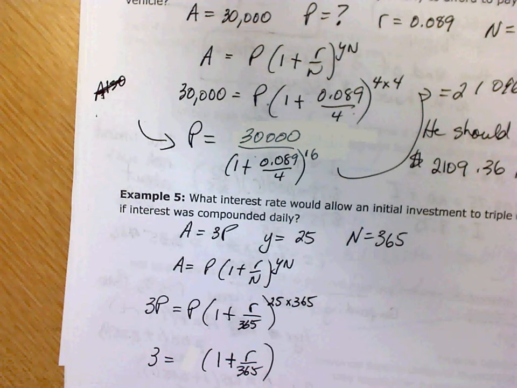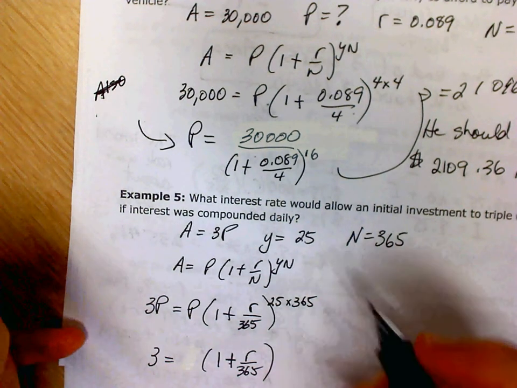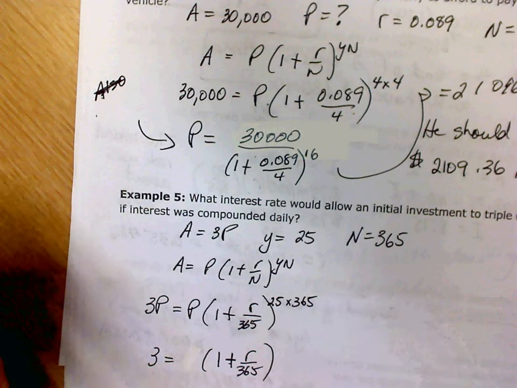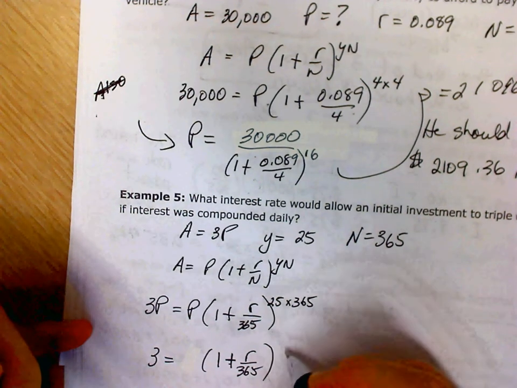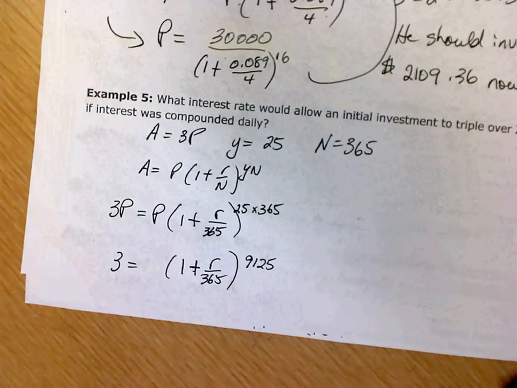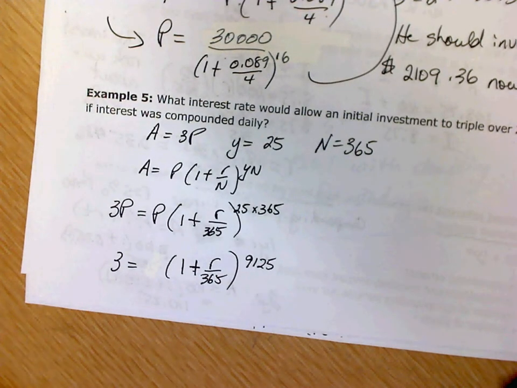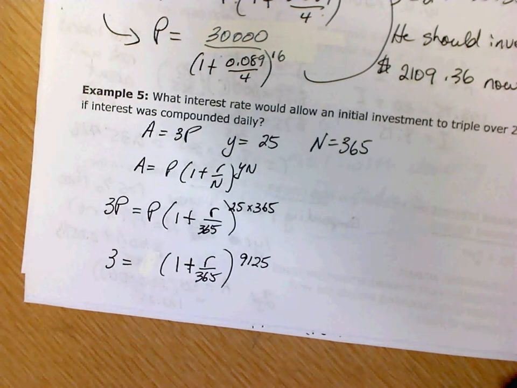25 times 365 is equal to, well, it can't equal that. 25 times 365 is equal to 9125. Does anybody know how we can proceed from here to solve for r? Expand that, 9,125. Maybe we could use the binomial theorem, yeah? How would you get rid of that exponent?